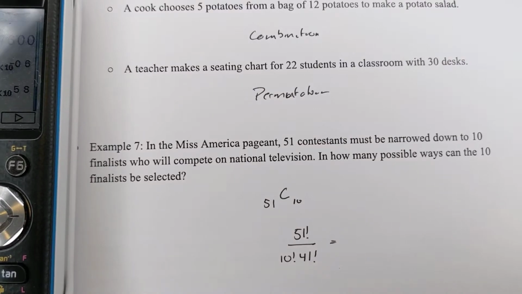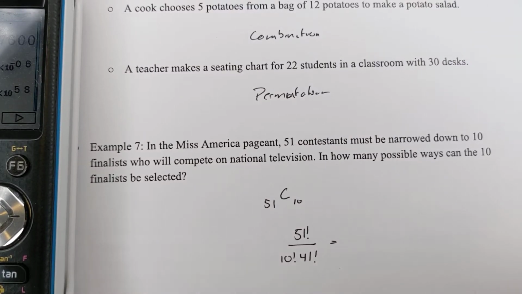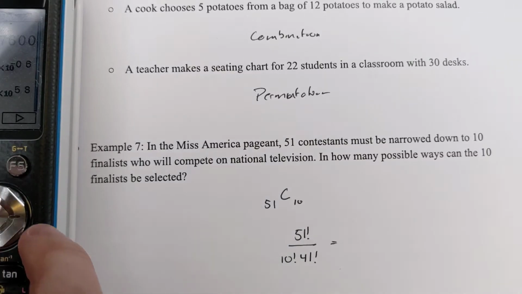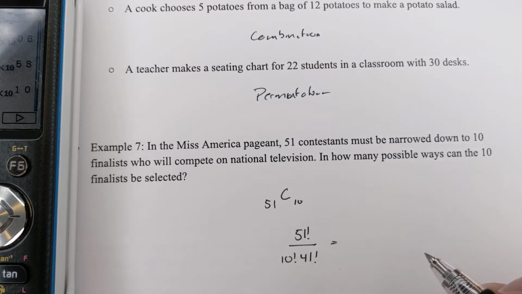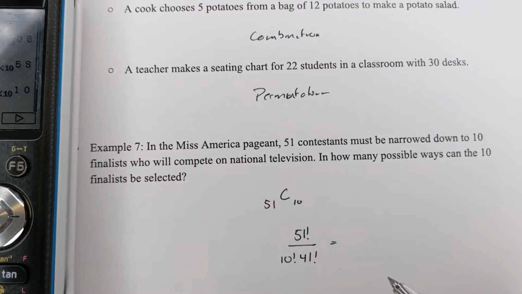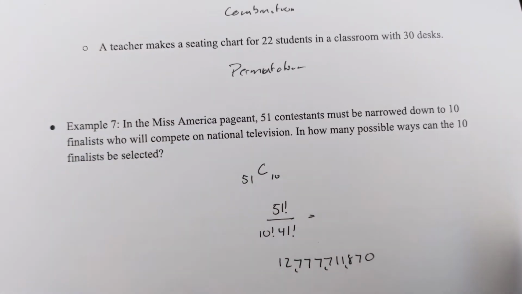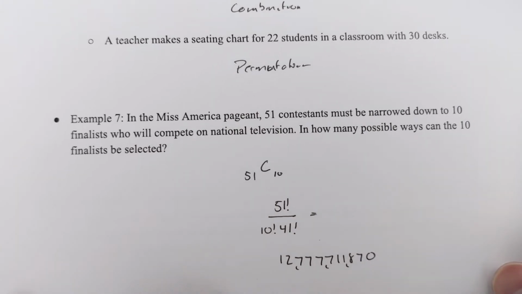So this is a ridiculous number. Because I keep forgetting typing it in my calculator wrong. Either did 5 or I did 40, or 4 instead of 41. There we go. So it is 12,177,1,1,870. So there are 12 billion different ways which they can be selected. So a group of 10 out of 51.